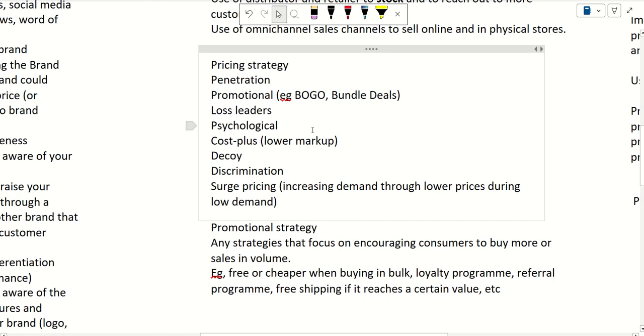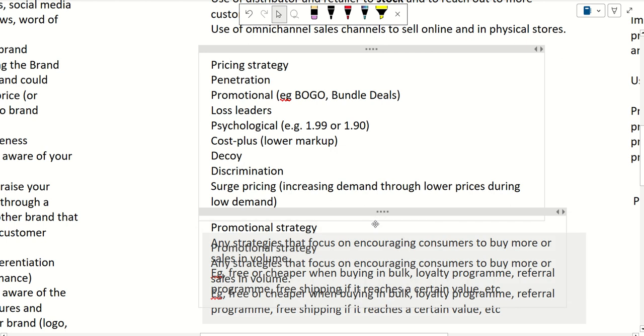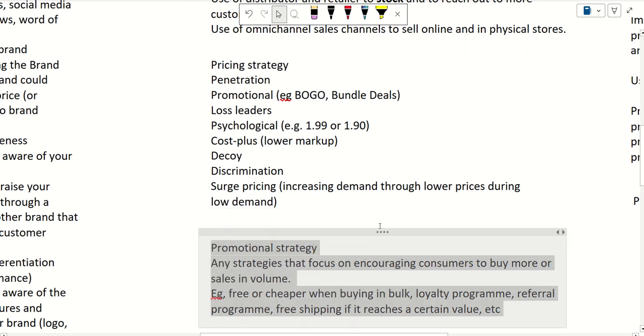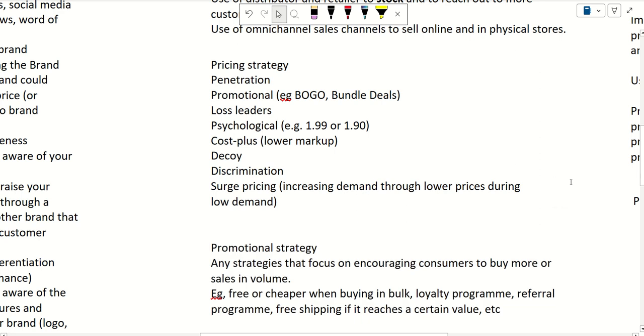Psychological pricing, the 0.99, or I put 1.99 so that's easier for you to see, or 190 type of effect. Decoy, in the sense that you want to actually increase the sales volume using decoy sometimes, not just to increase the selling price, but you actually want to encourage people to buy more, right? Using decoy. Discrimination as well.